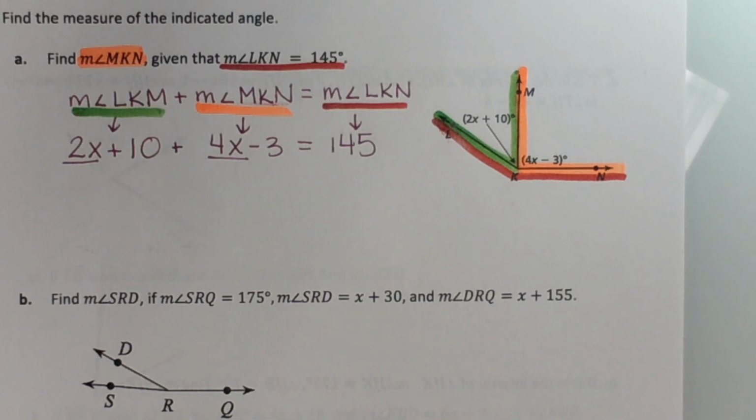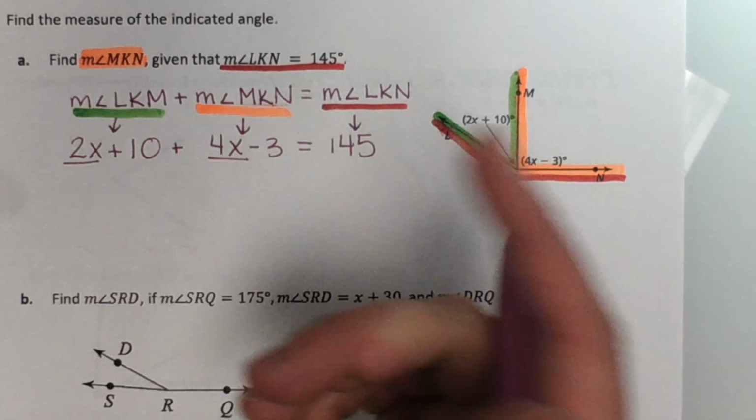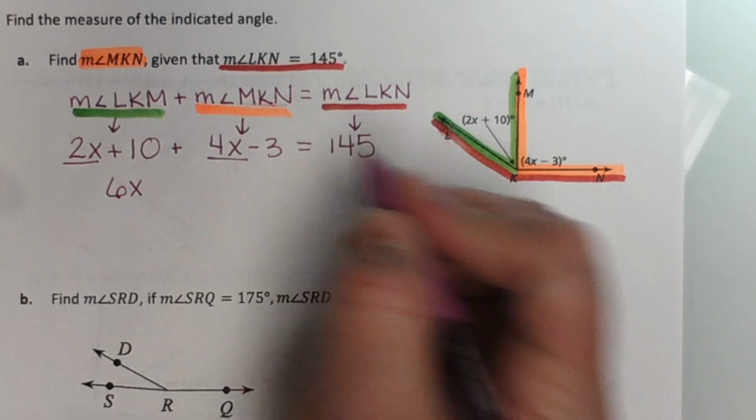Do not do opposite operations. Too many people on the quiz did opposite operations. Opposite operations moves things to the opposite side of the equal sign. They're on the same side. I don't need to do anything opposite about them. 2x plus 4x. 6x.